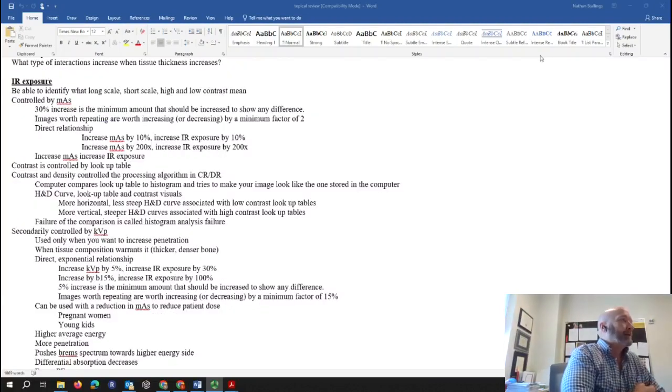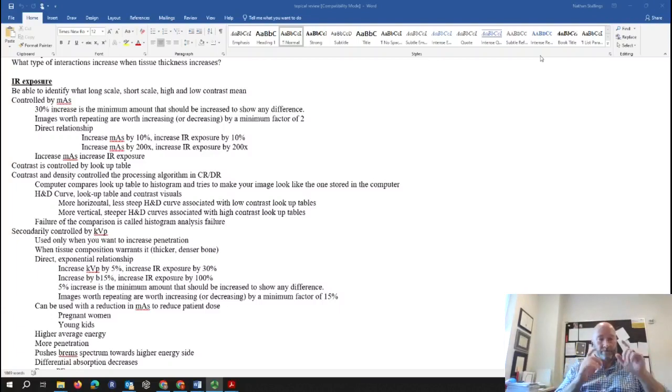Now we're going to do image receptor response. A lot of this is going to be repeated from earlier in the review, or possibly part one. So be able to identify what long scale means. Long scale means low contrast. You've got a lot of shades of gray.